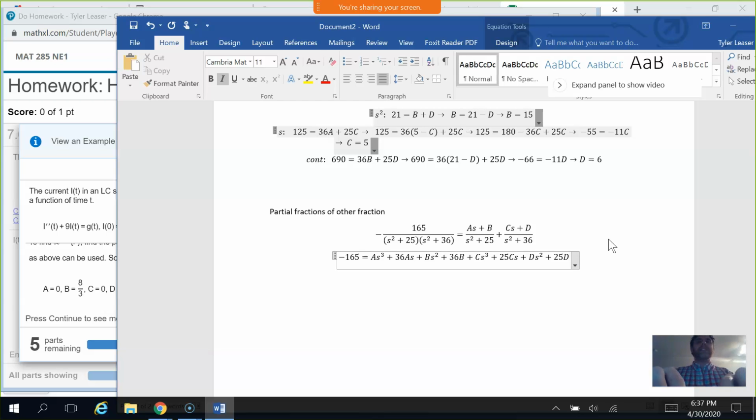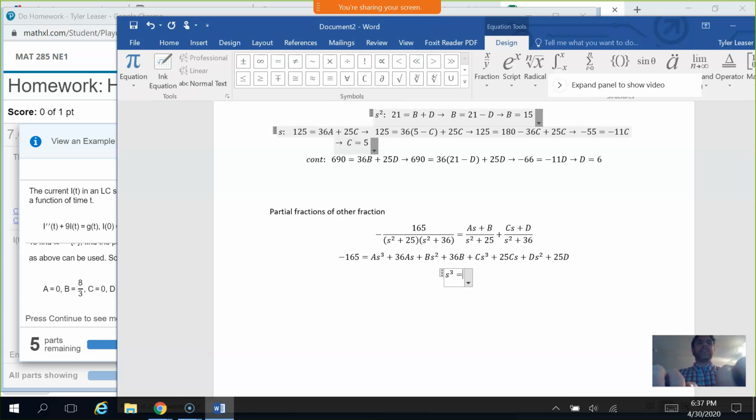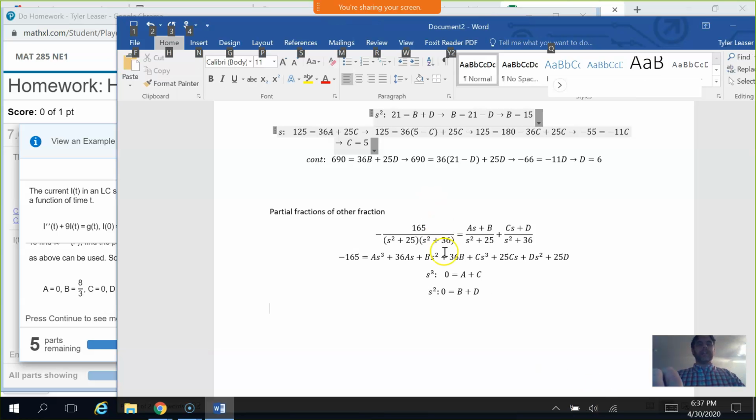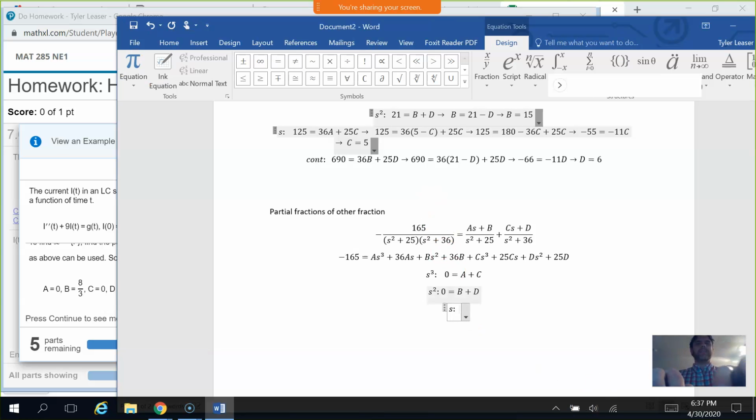Okay, so now the same thing. We're just going to set the stuff together. So we have s cubed terms, 0 on the left, and then A plus C on the right. S squared terms, 0 on the left, B plus D on the right. Just linear terms S, 0 on the left, 36A plus 25C on the right. Constant terms, negative 165 on the left, 36B plus 25D on the right.